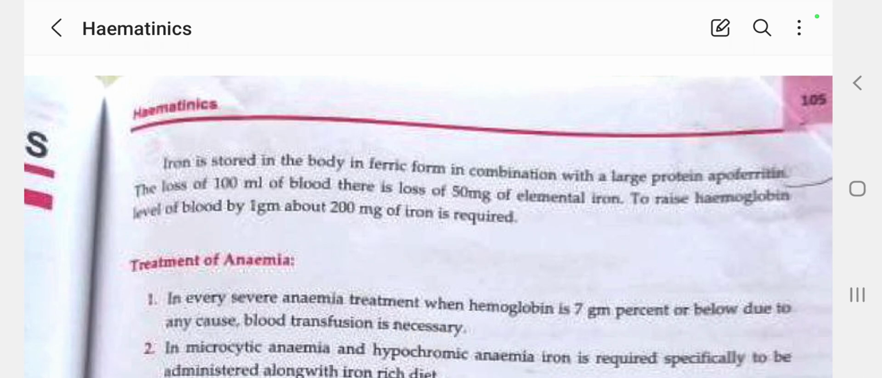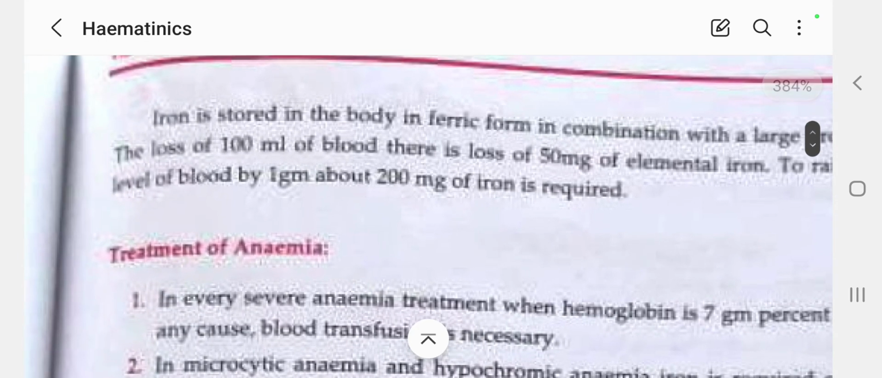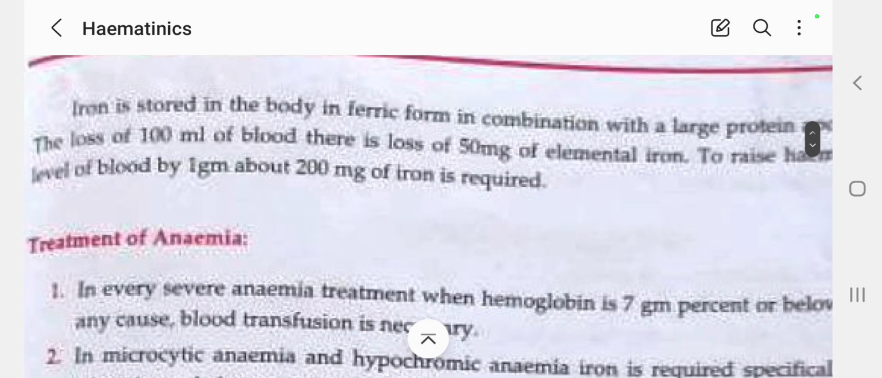Iron is stored in the form of apoferritin. The loss of 100 ml of blood means a loss of 50 milligram of elemental iron. So if a person loses a minimum of 100 ml of blood, that is equivalent to 50 milligram of iron.